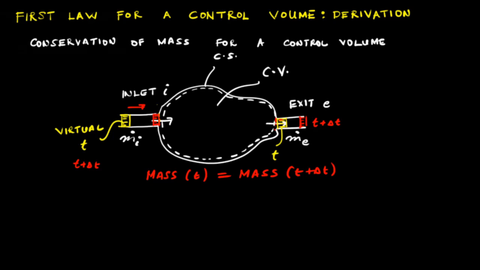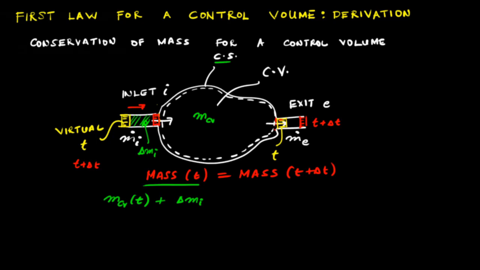There are two contributions to the mass of this control mass system at time t. First is the mass of the substance enclosed within this control volume, that is within this volume enclosed by the control surface, and second is the mass that is enclosed between the piston at the inlet and the control surface. Therefore, mass at time t can be written as the mass of the substance enclosed within the control volume at time t plus this particular mass, which we'll call delta m_i. So delta m_i is the mass of the substance that is displaced by this virtual piston at the inlet from time t to t plus delta t.